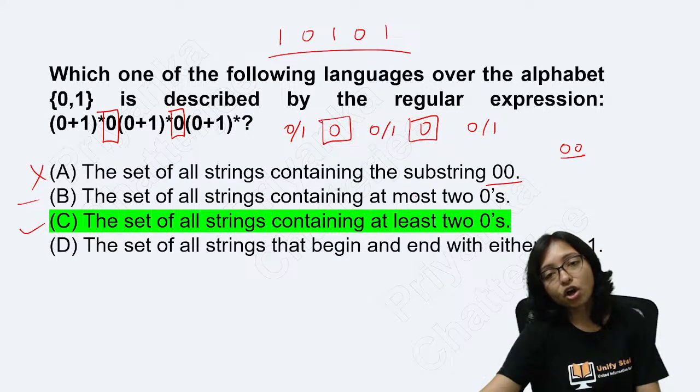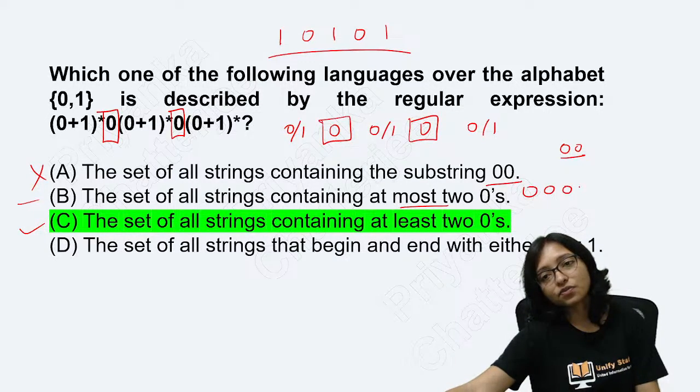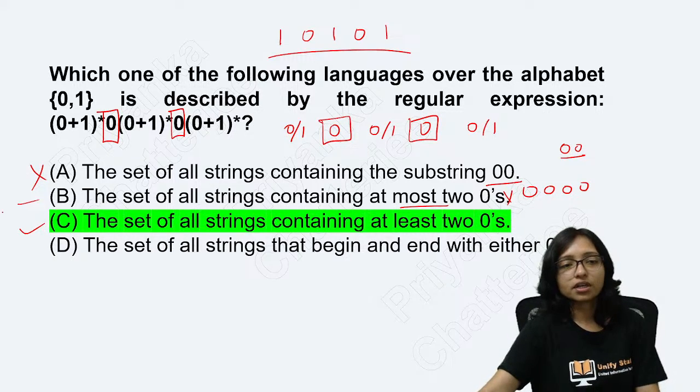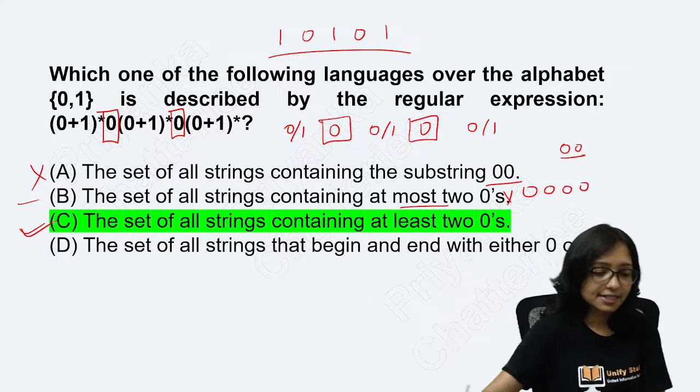Set of all strings with at most... No, I can create 4 zeros also. That's why it is not correct. Only option C is correct here.